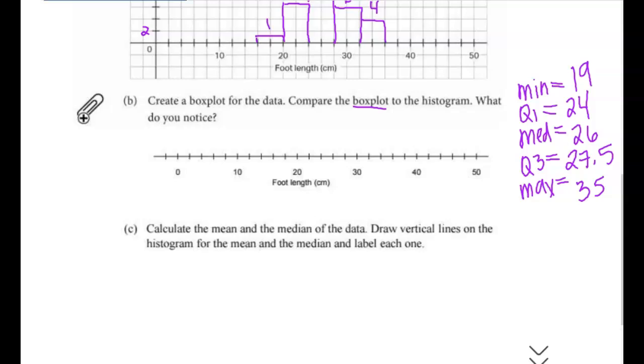But you still have to state the max. Technically, the max is this 35. You can't change that because it's part of the data. The excluding is just for the picture, for the box plot.